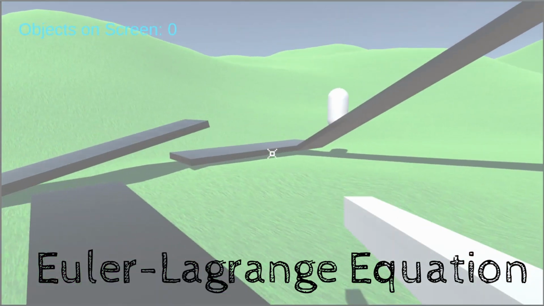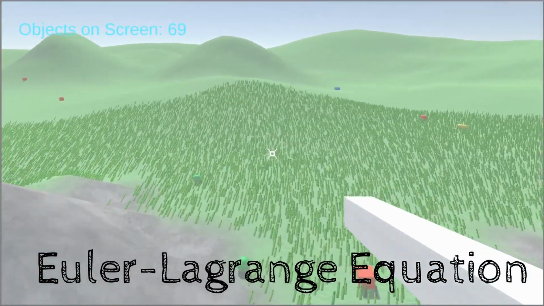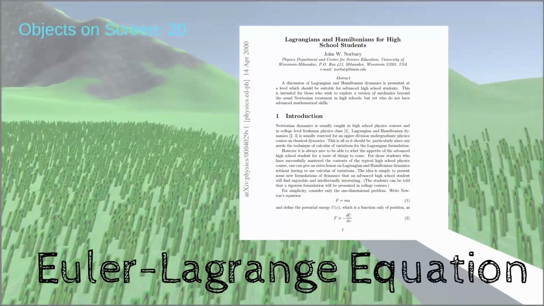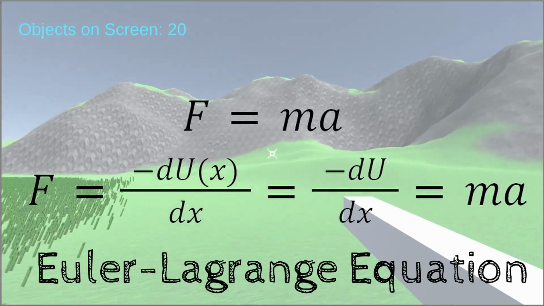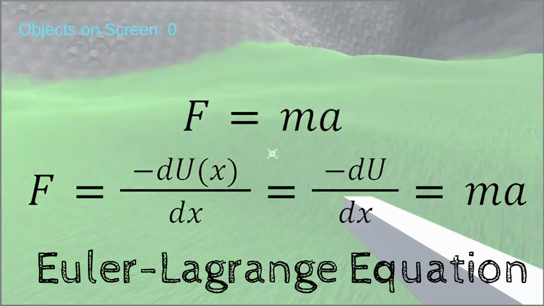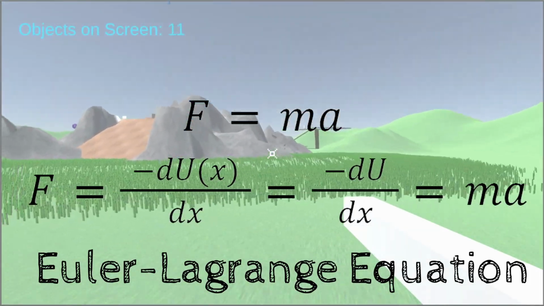So the Euler-Lagrange equation is shown right here, and we'll show you how to derive it in a very simplified way. So we actually start from Newtonian mechanics. We do F equals ma. The Euler-Lagrange equation is actually kind of an analog to the Newtonian version of F equals ma.